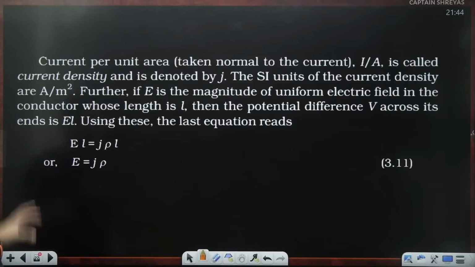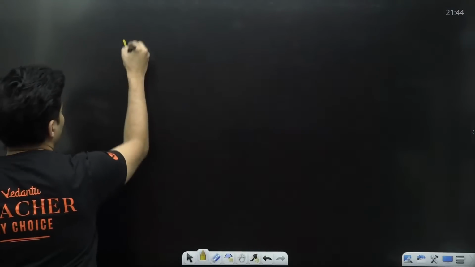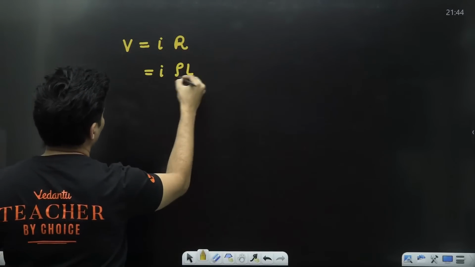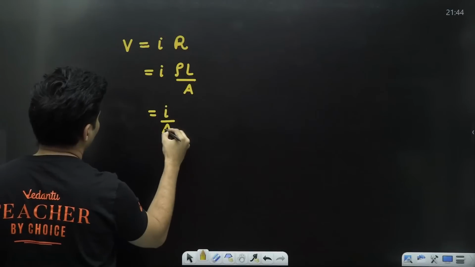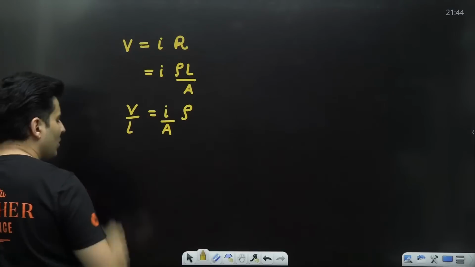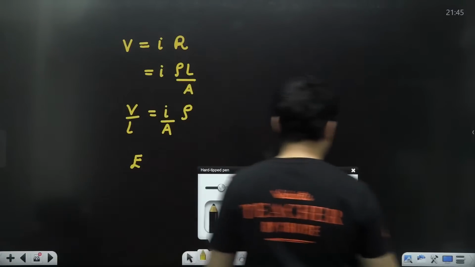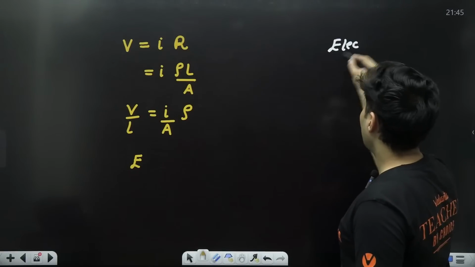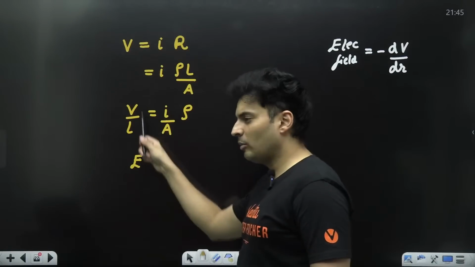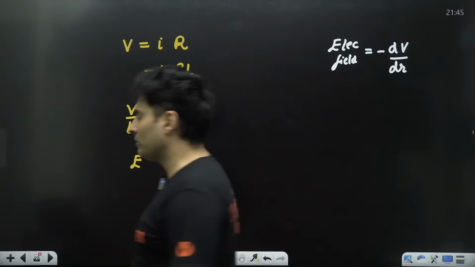Now they derive another expression called E is equal to rho J, and there is a very funny way they do it. See, V is equal to current into resistance, correct? What if I write resistance as rho L by A, and then they write current by area separately, rho over here, and then that length they take it over here. Voltage per unit length, what is it? dV by dr. It is nothing but electric field. If you remember this definition which we have learned before, electric field was negative dV by dr. So here we are just concerned about the magnitudes, don't worry about the minus sign. Rate of change of voltage with distance. So voltage per unit length gives me the magnitude of the electric field.